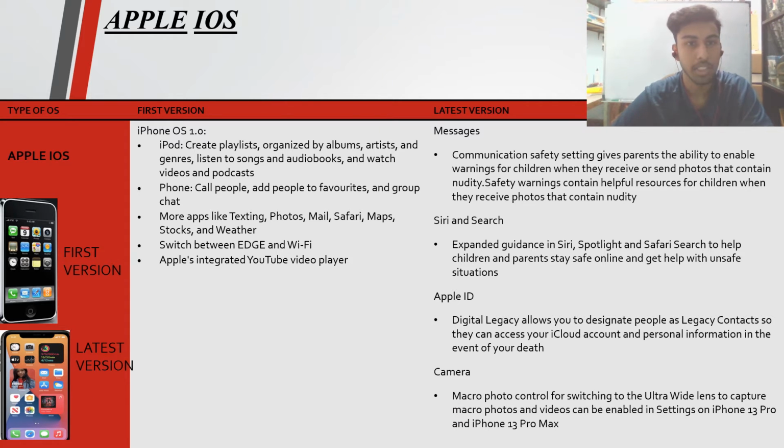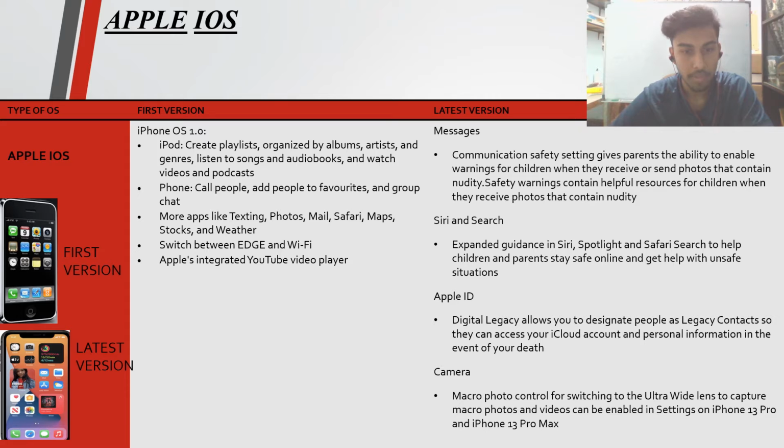Okay, the first version of iPhone iOS is 1.0. Let's see the iPod. The iPod is usually for listening to music and watching video. What is inside the iPod? Create playlists organized by album, artists and genres, listen to songs and audiobooks, and watch video broadcasts.